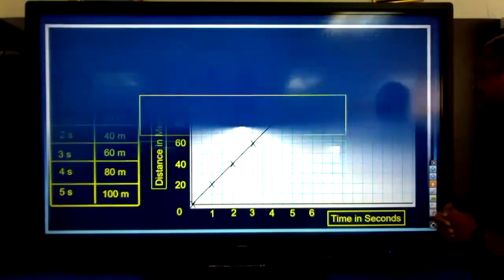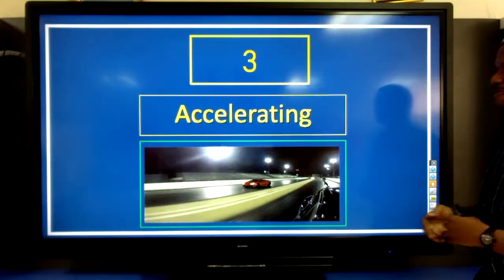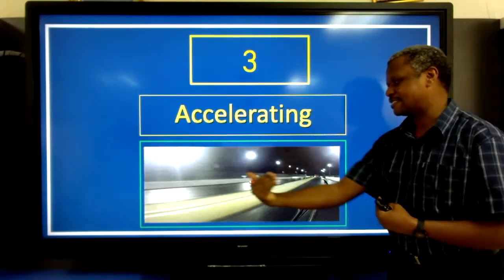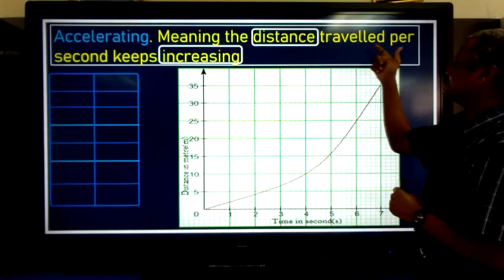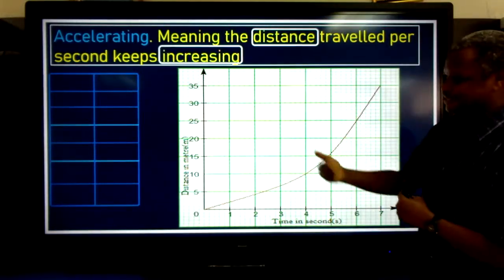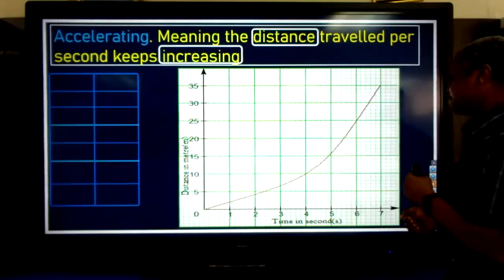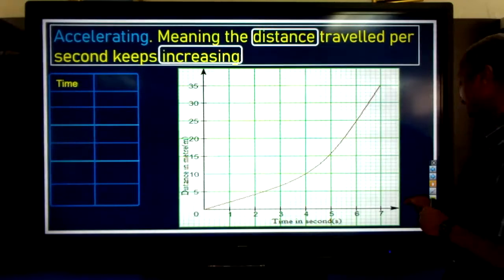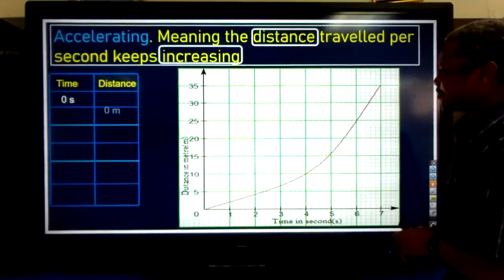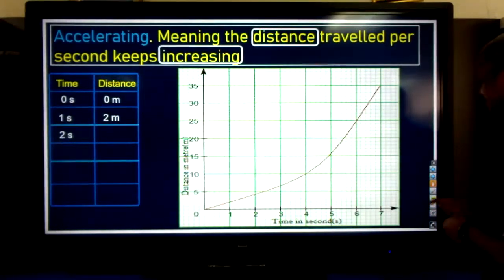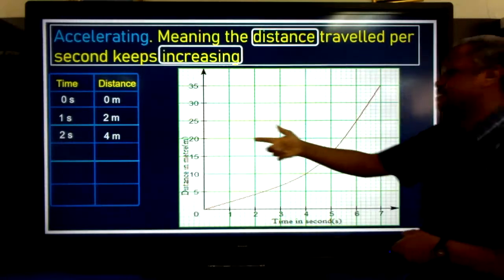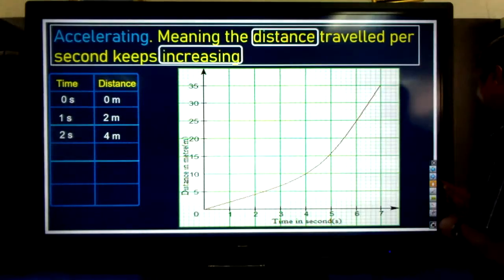Scenario number three is acceleration. When a vehicle is accelerating, it means that it's increasing its speed. In acceleration, the distance traveled per second keeps on increasing. For example, again, time and distance. At 0 seconds, you have 0 meters. At 1 second, you're at 2 meters. Then at 2 seconds there's an increment, a difference of 2 meters, that is 4 meters.